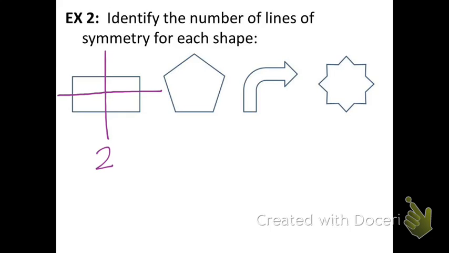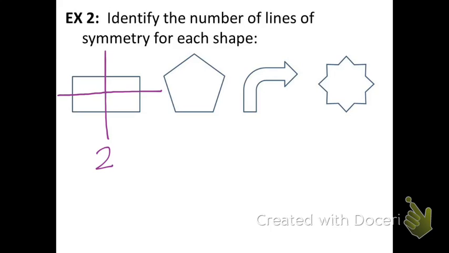Our next shape, the first one's easy to see because it's right down the middle. But then I said, hey, turn it. What about this one? Is that a line of symmetry? Could we fold over that line? And we said yes. So then how about this other one? And there's another line of symmetry. And what about this one? Yeah, there's a line of symmetry.